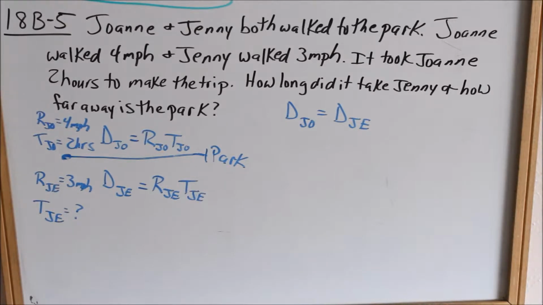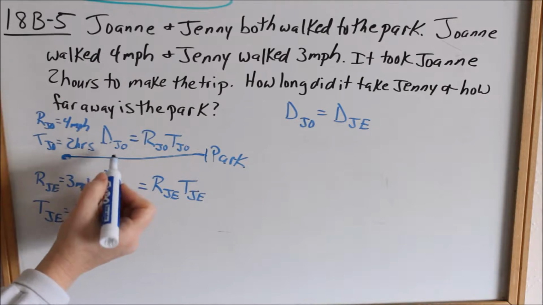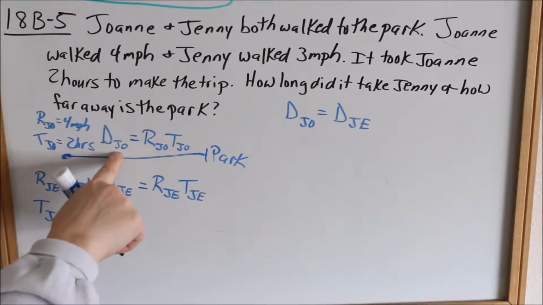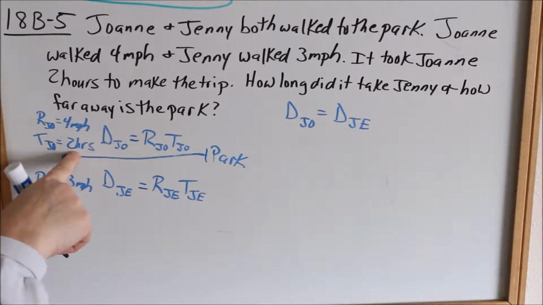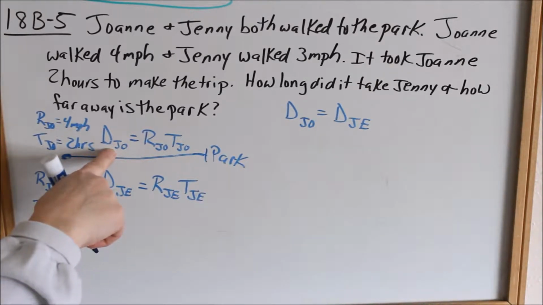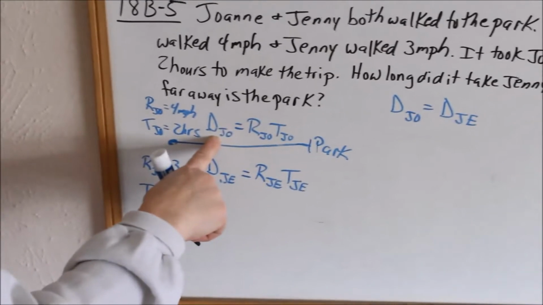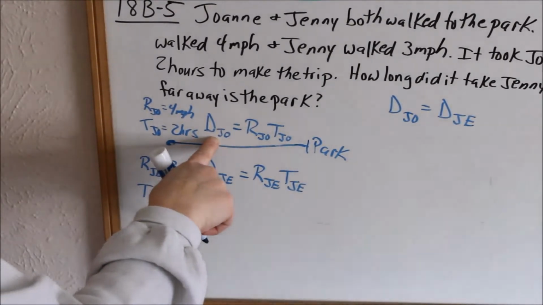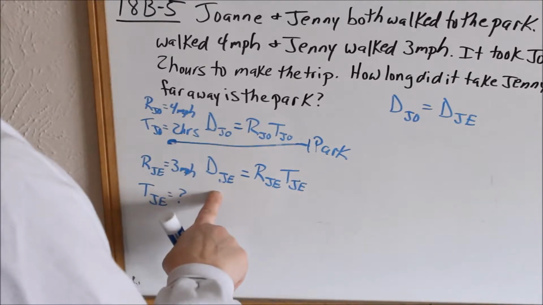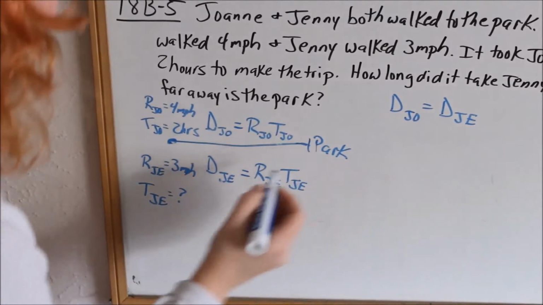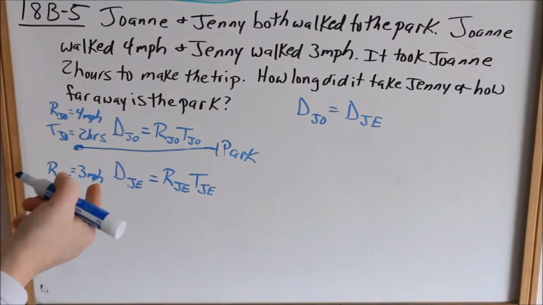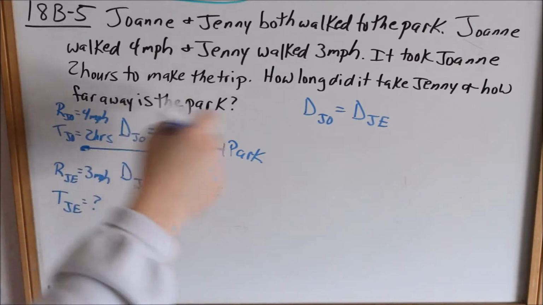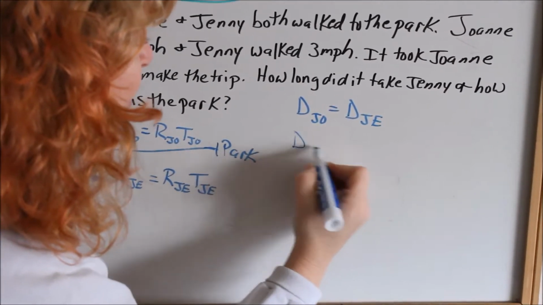Okay, well, I can actually figure out how far away the park is right now, because the distance of Joanne equals the rate times time of Joanne. Well, we're given the rate of Joanne and we're given the time of Joanne, so I can actually figure out the distance because they both went the same distance. It doesn't matter if I'm using Joanne's distance or Jenny's distance because they're both equal to each other. So I can use the information from Joanne to actually figure out the distance.